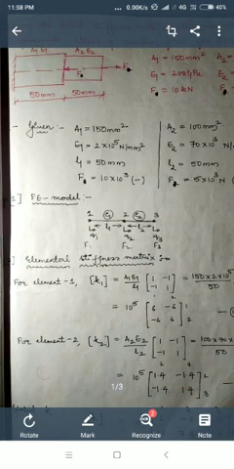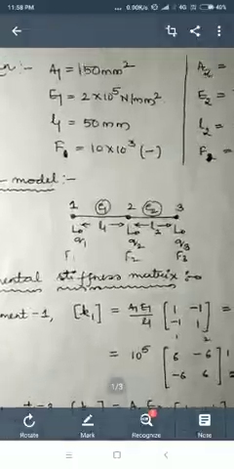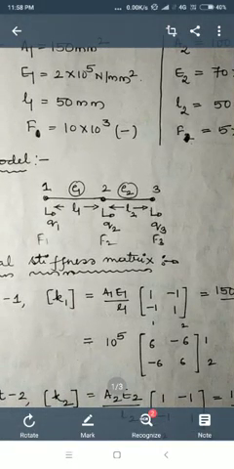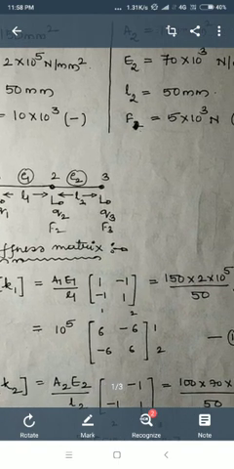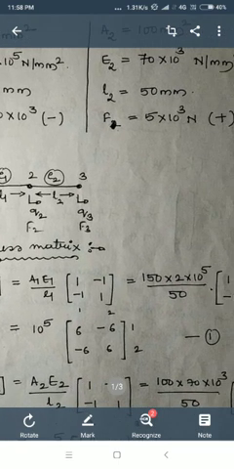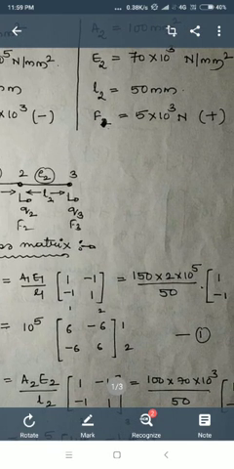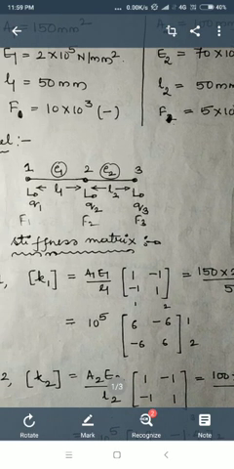Next, the length of the elements are also given clearly in the diagram, that is 50 millimeters. That is the same for both elements. Now the elemental stiffness matrix. The equation is like this: K equal to A E upon L, times the matrix 1 minus 1, minus 1 1. Here suffix 1 I have written for all the notations, that is A1, E1, L1, because it is for element number 1. Now substitute the values: A1 is 150 millimeter square, E1 is 2 into 10 to the power of 5 Newton per millimeter square, L1 is 50 millimeter, where K is the stiffness matrix.